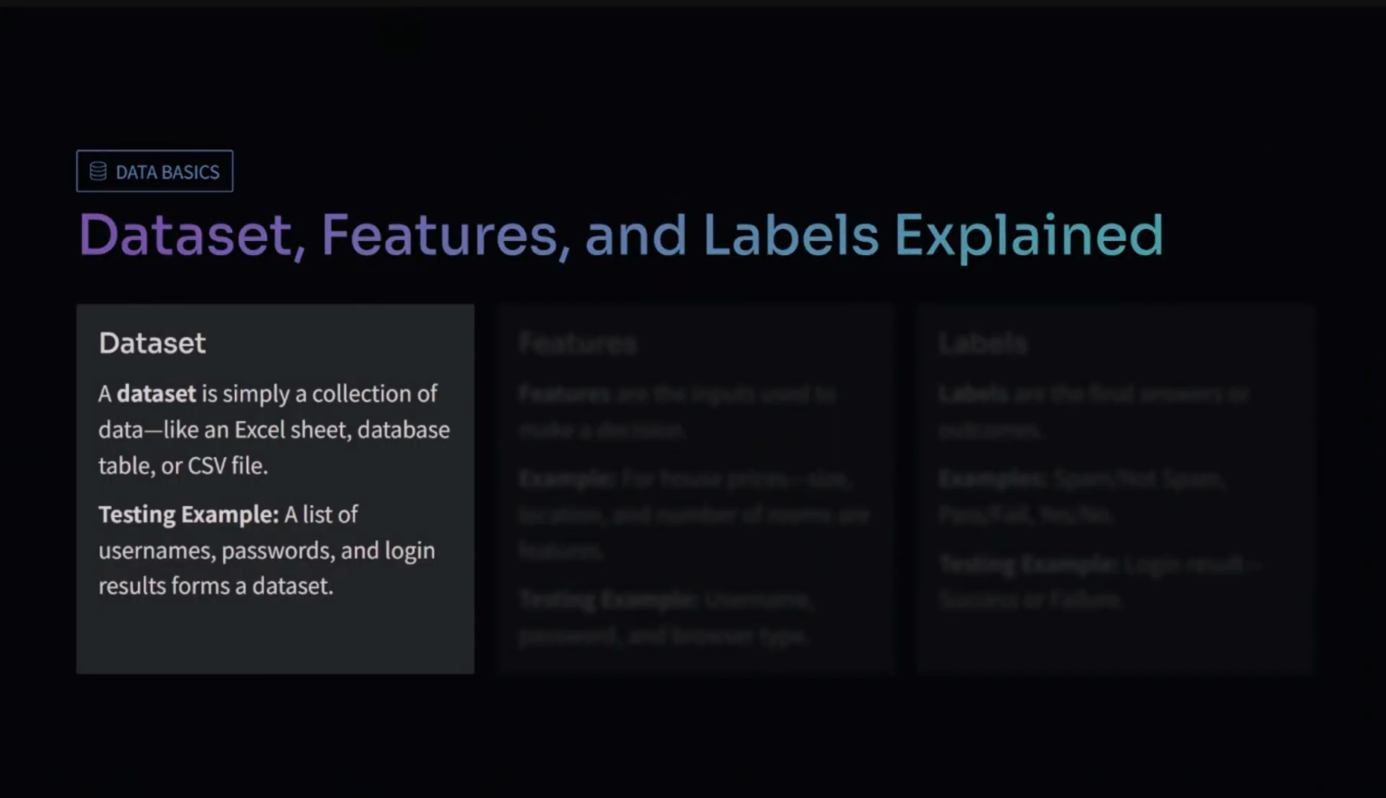Now, some data basics, to help you understand AI. Data set: what is a data set? You must have heard that we feed the model a lot of data sets, that we have trained the model with a lot of data sets. Let us understand what a data set actually is. It is nothing but a collection of data, well distributed, properly arranged into columns and rows. It may be present in an Excel sheet, a database, or a CSV file. If we take the example of testing, it might be a list of usernames, passwords, and login results, and that entirety forms a testing data set.